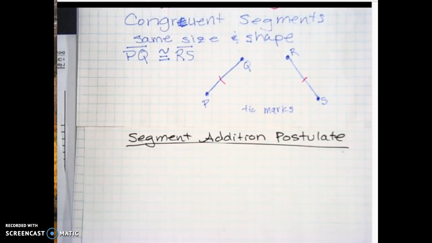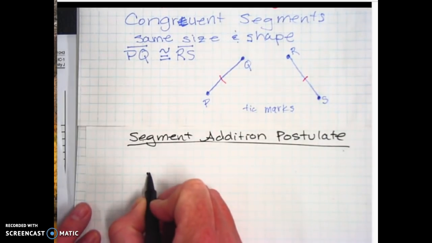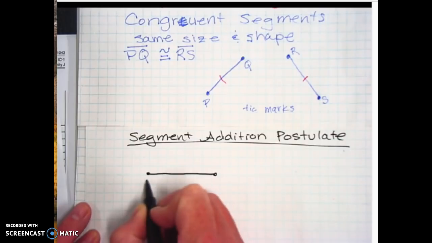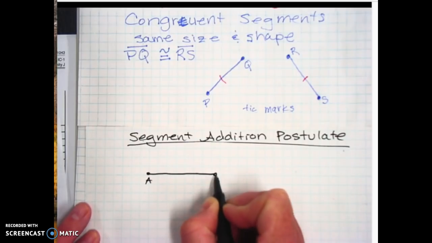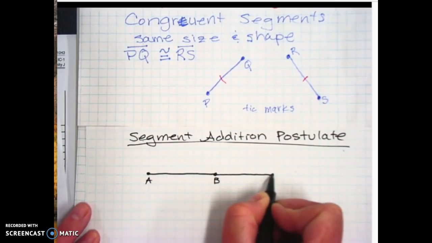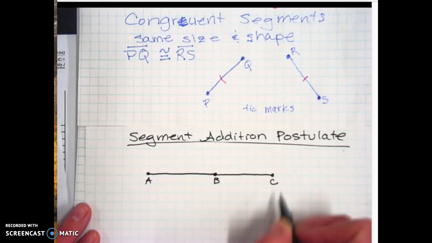So the segment addition postulate does exactly what it sounds like. You're going to have a segment, and then you're going to add another segment, and you're going to put them together, okay? Start with a segment, another segment, addition. Addition just means add. So if I draw a segment right here, we'll label this A and B, and then I add another segment right next to it, we'll call it BC.